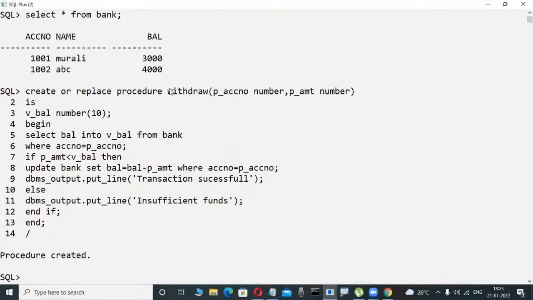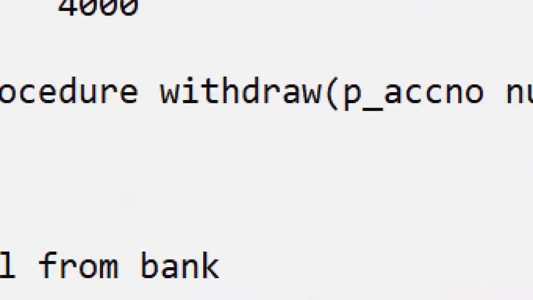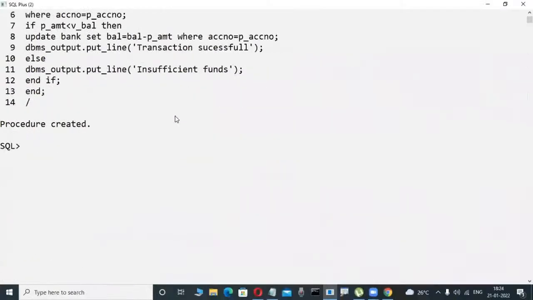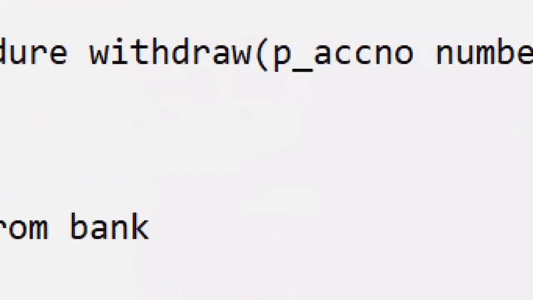Once I develop this withdraw procedure, I try to check the ATM transactions I mentioned in the previous case. Now observe here, I'm executing: exec procedure name withdraw. I'm calling this procedure, withdraw. You may not have an idea about these things, just observe. Withdraw is the name of my program.